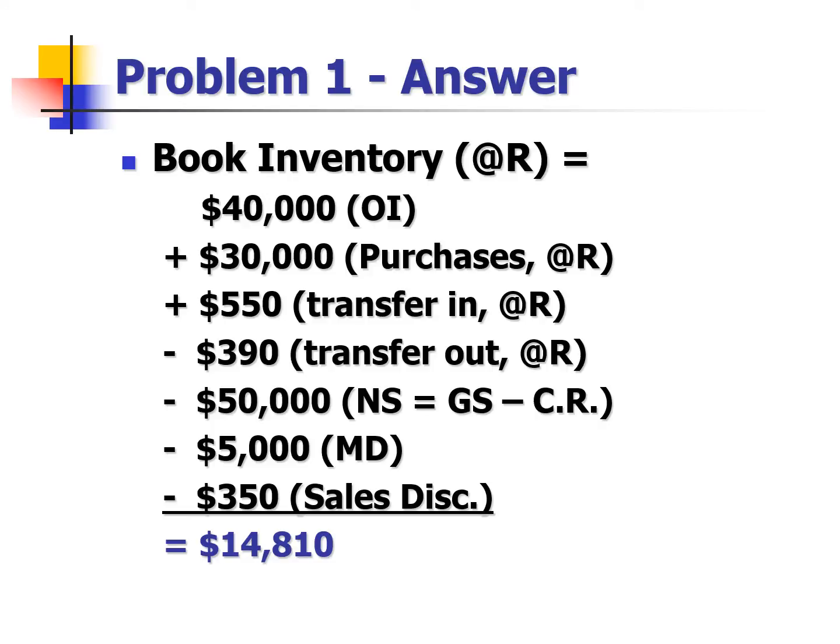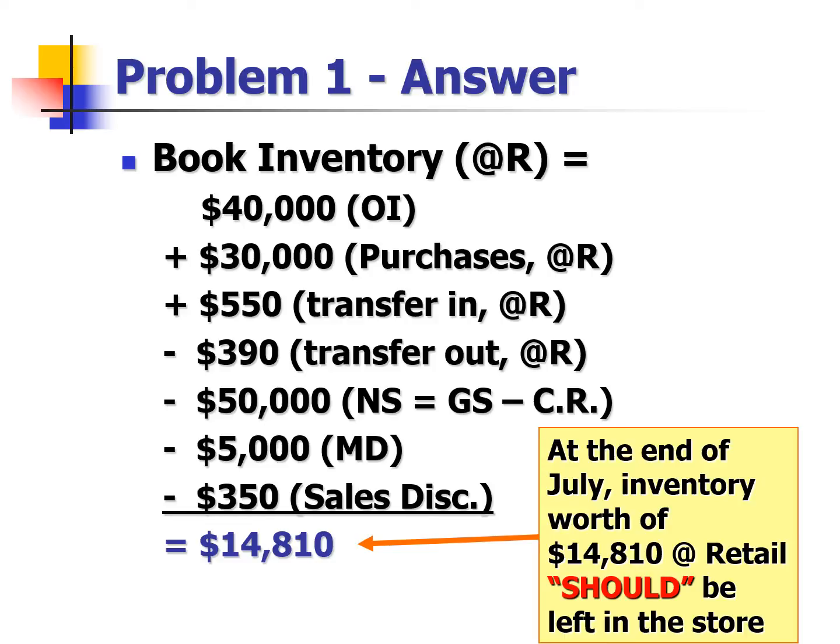Okay, now what does this number actually mean? If you get this number 14,810 on the book, what does that mean? That means that at the end of July, you should have the inventory worth of 14,810 at the retail value left in the store. That's what the book said. The book inventory is how much you should have.